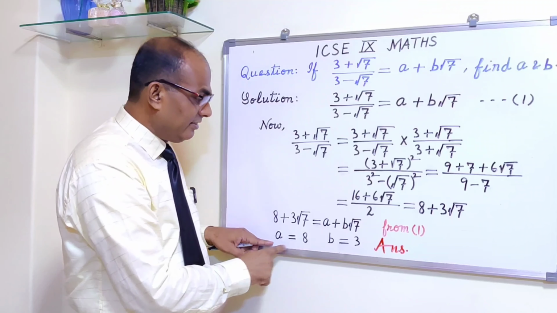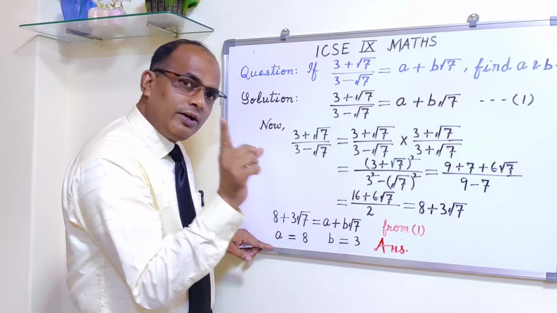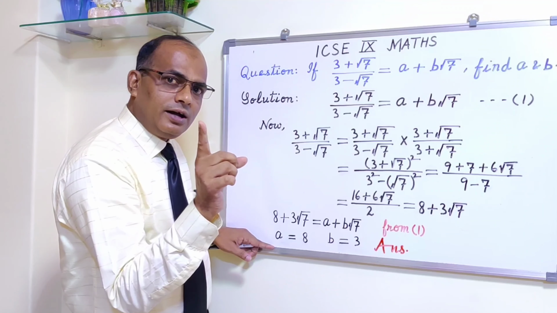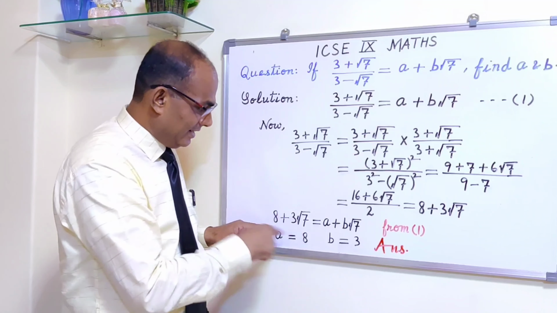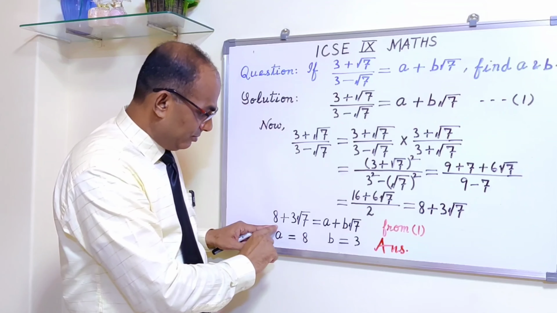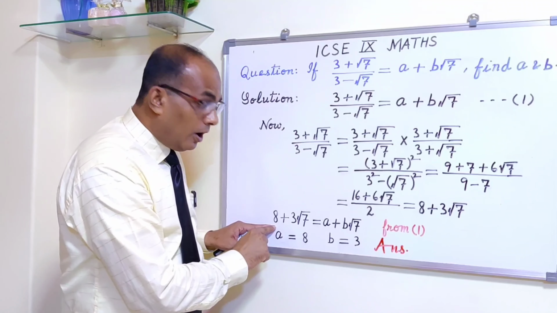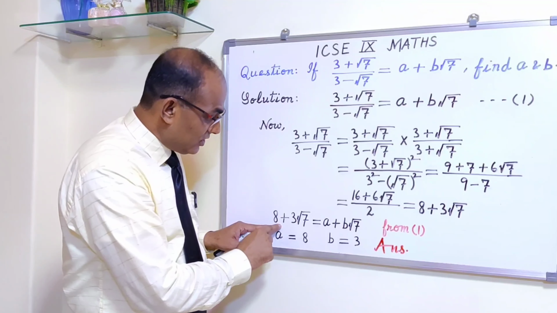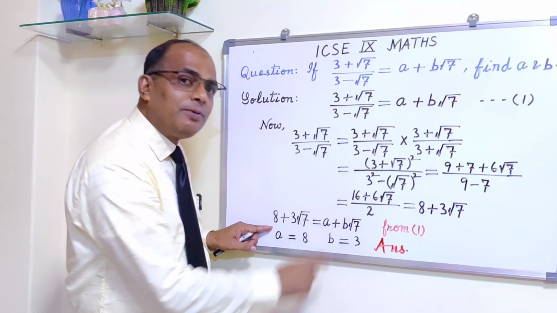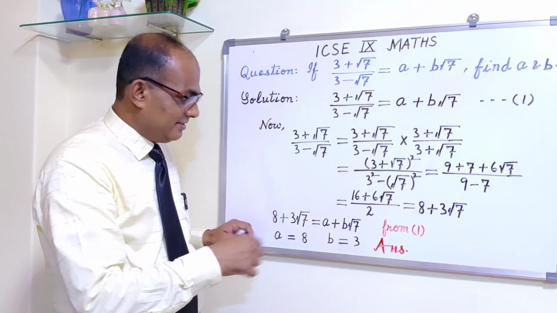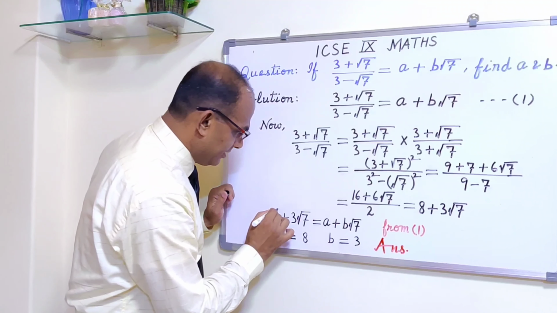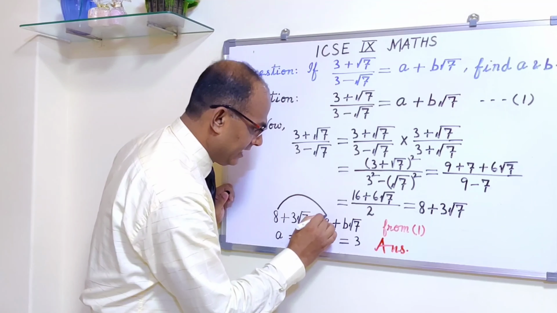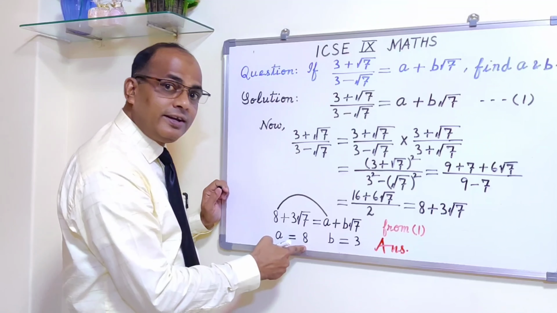After this, I have written A is equal to 8 and B is equal to 3. You can do one thing, and you should write. I didn't write it down because of the lack of space. Here you can write, on equating rational and irrational parts on both the sides. So this is the rational part. Okay. So A is equal to 8 you are getting.